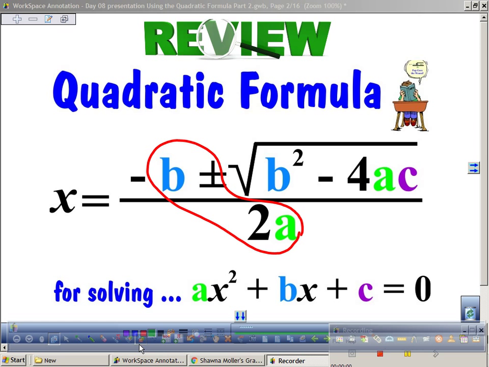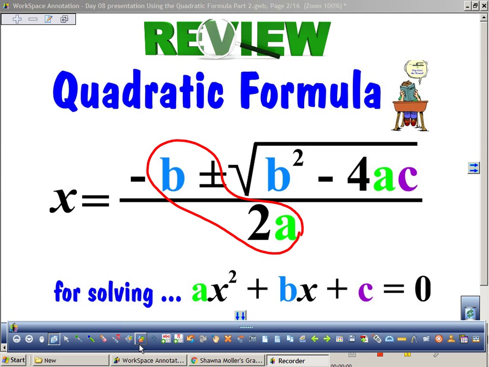Let's hear it. Tristan? The discriminant. What's the discriminant give me? Whether or not it has two solutions, or one solution, or no solutions.